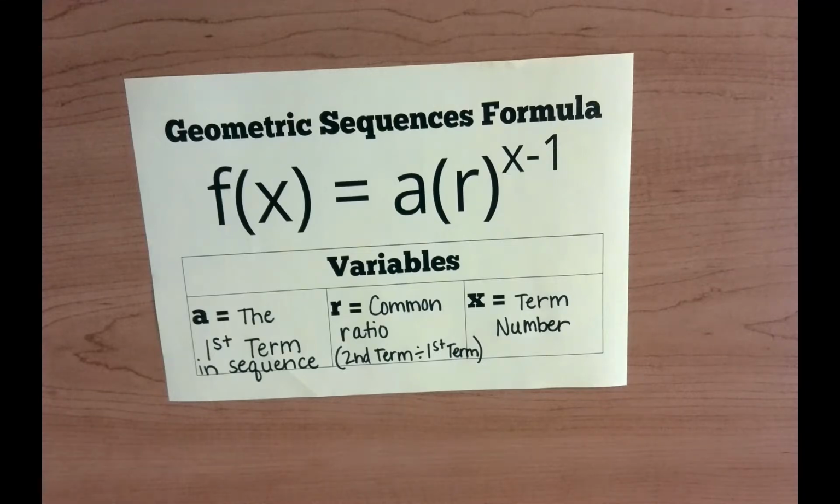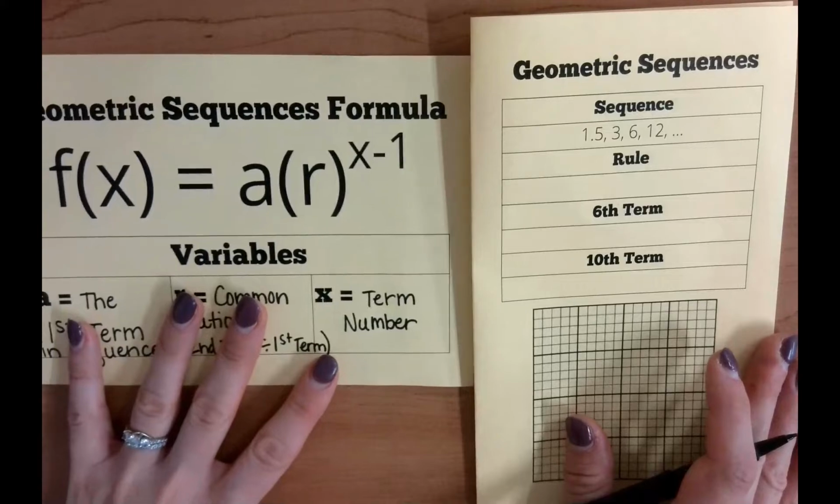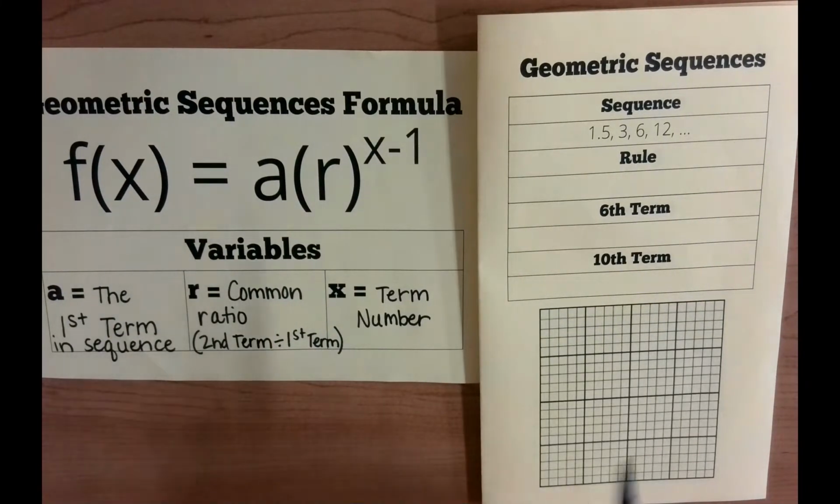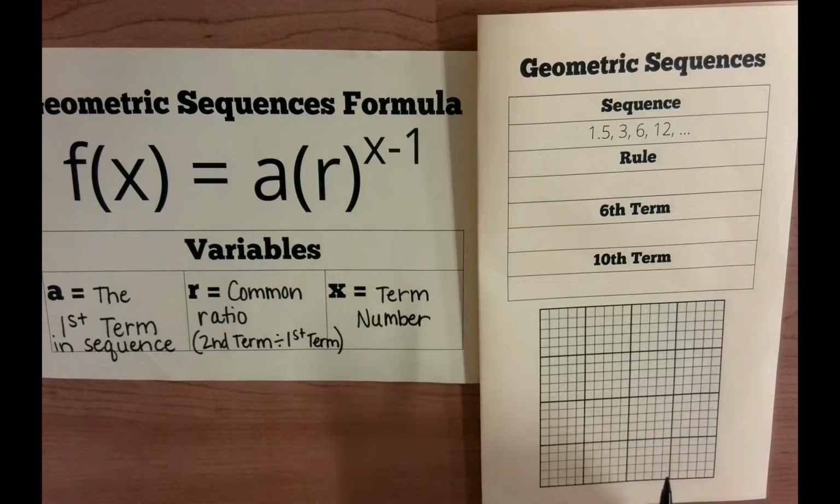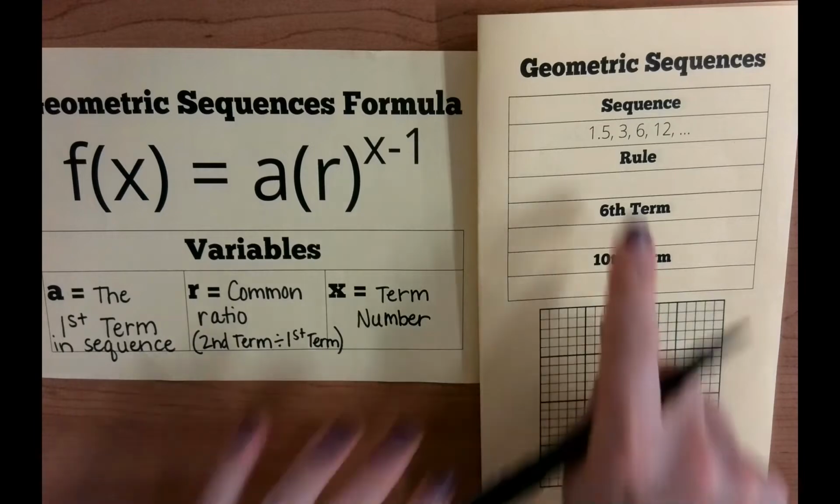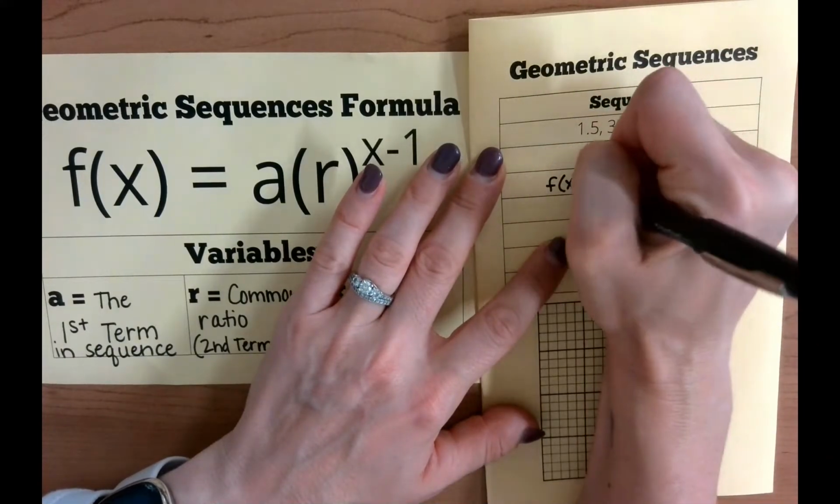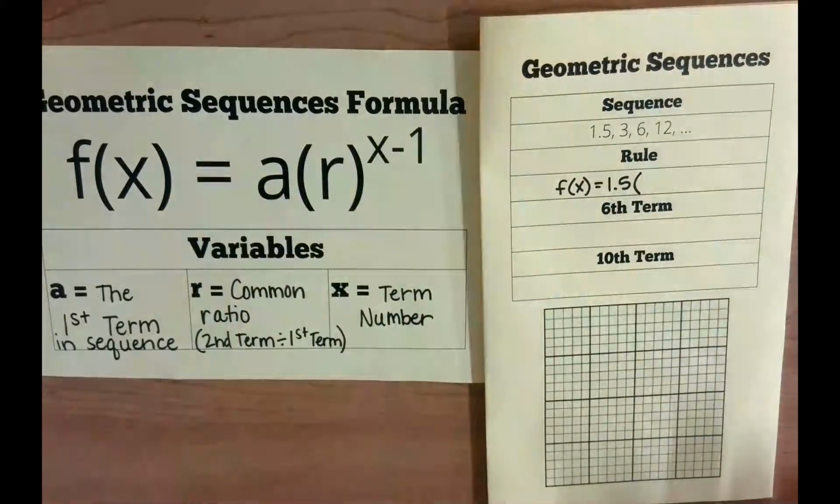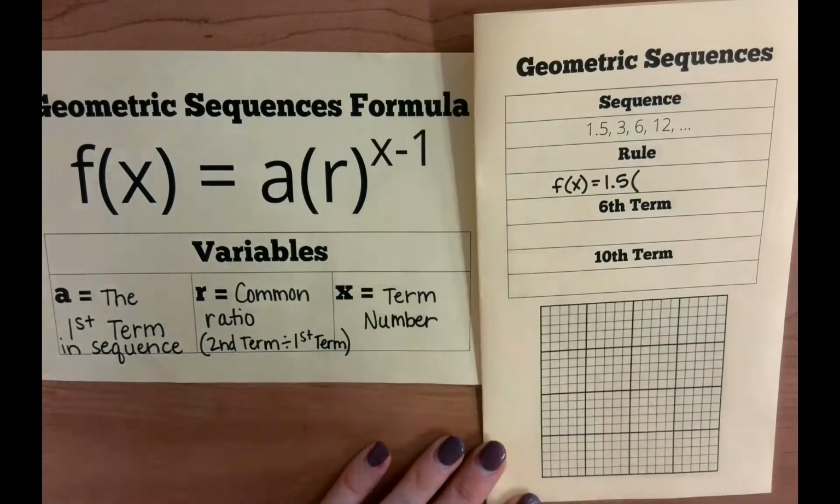All right, now using this formula, we are going to practice doing some of these geometric sequences in this foldable. So I'm going to keep this formula handy. We want to write our rule, which is also known as the function notation in this case, or the explicit formula. For the rule, we first need to find the first term in the sequence. Our first term is 1.5, so we would put f of x equals 1.5 times, now we need to find our common ratio. I'm going to take my second term and divide by my first term. You can pick any two consecutive terms in the sequence.